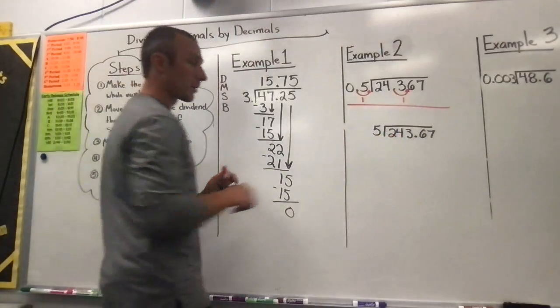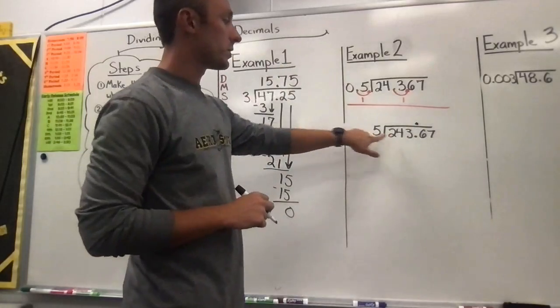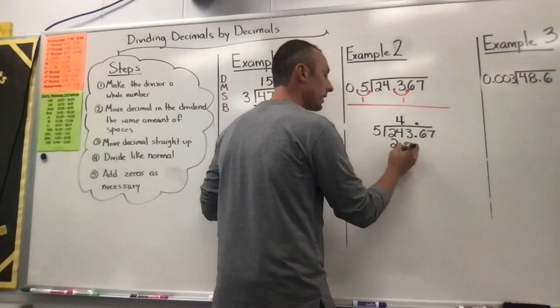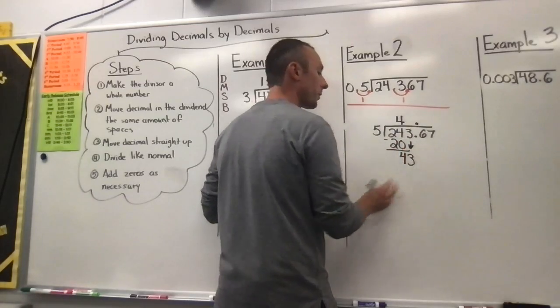So now after I bring my decimal point straight up, I can divide like normal. 5 can't go into 2, but goes into 24 4 times. 4 times 5 is 20. I subtract, I get 4. I bring down my 3.